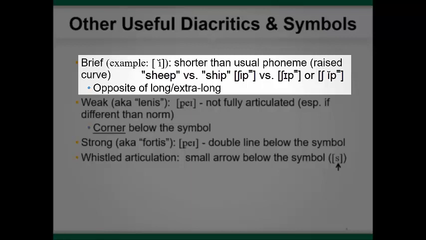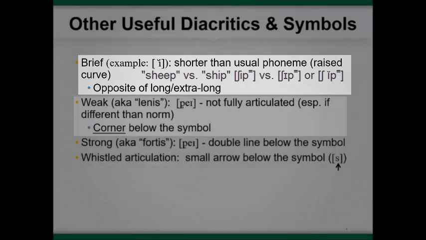But maybe in a non-native English speaker, the difference might be more like this. Sheep versus sheep. In this case, the extra brief diacritic would be useful in describing the fact that the speaker is making a difference between the two target sounds, but it is not a difference that will be easily understood by listeners. The brief symbol is a small curved line placed above the phoneme symbol.